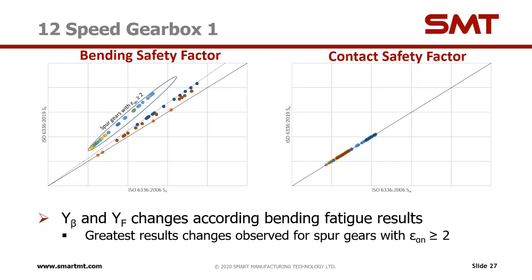And again, the other ones would be helical gears. The one on the identical line is a spur gear with contact ratio less than 2, and the other gears, which show a slight increase less than the other spur gears, are helical gears, which show a slight increase in their safety factors.